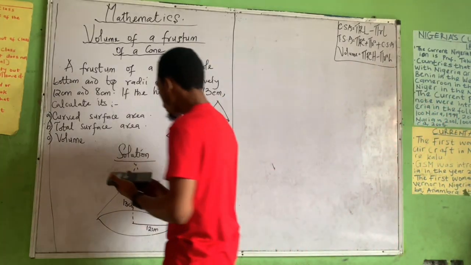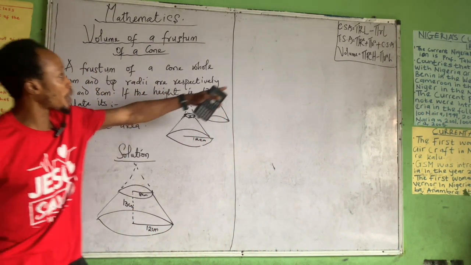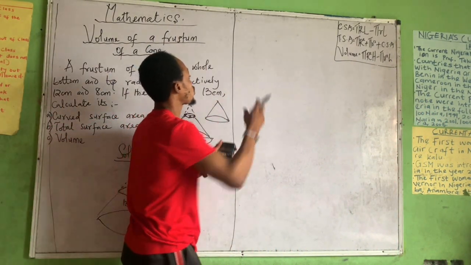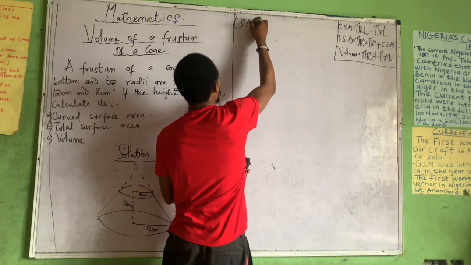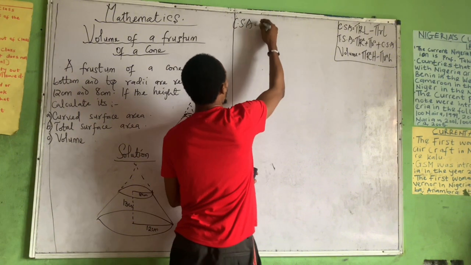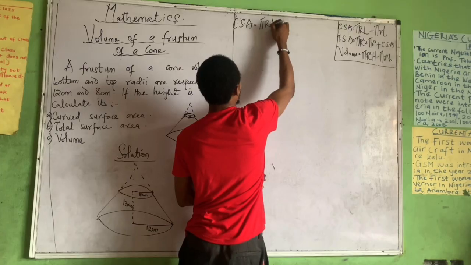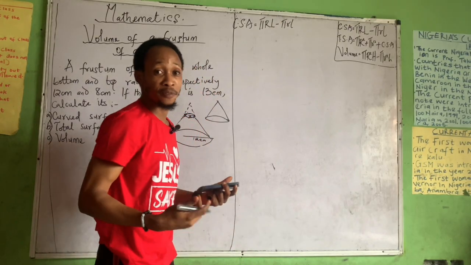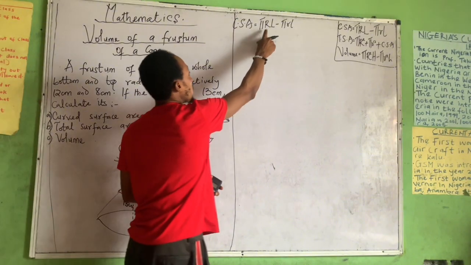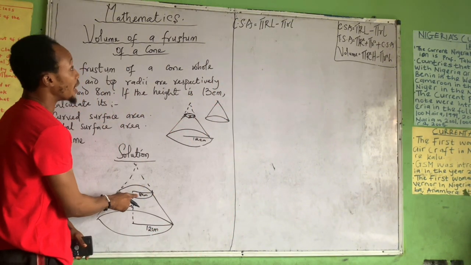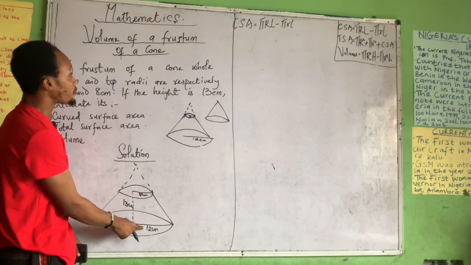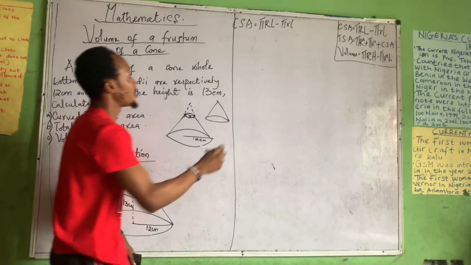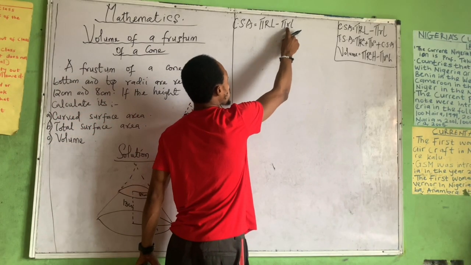Now we need to calculate the curved surface area first. So for curved surface area, we have pi R L minus pi r L. Now this pi is a fixed value, that's 22/7. Radius, you have your radius already here. For the big radius, you have 12. Then for the small radius, you have 8.